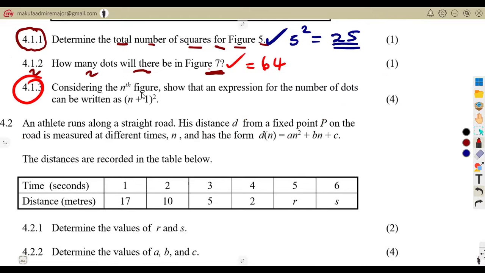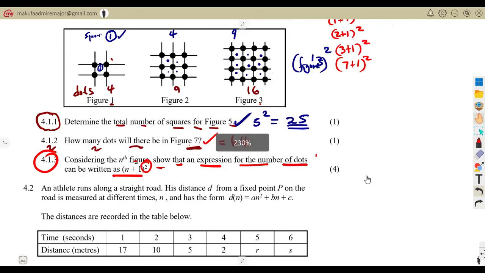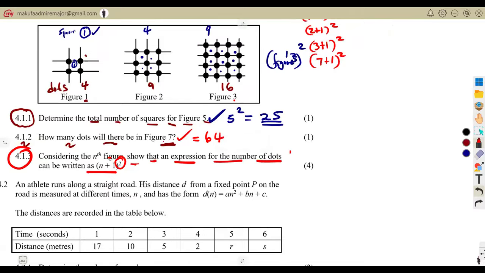On 4.13, they want you to, considering the nth figure, show that an expression for the number that we had can be written as this. They are simply telling us that in terms of the dots, it is a quadratic pattern that you are forming there. And it must be like that. All right, let's see. That's 4.13.